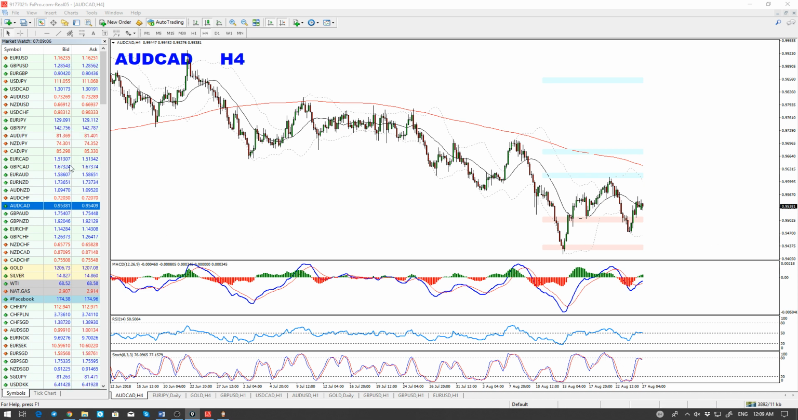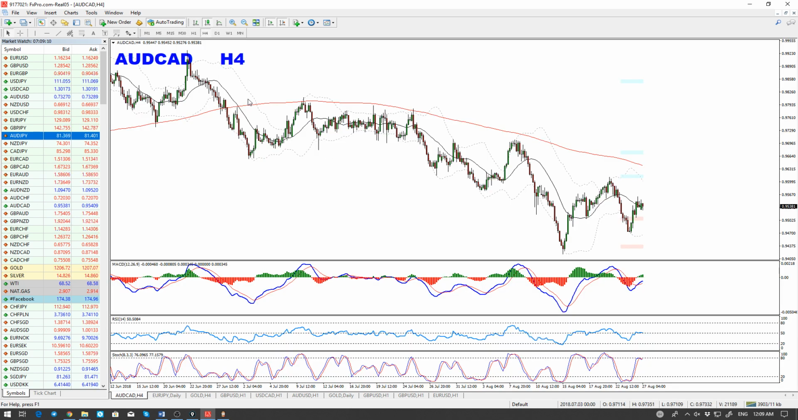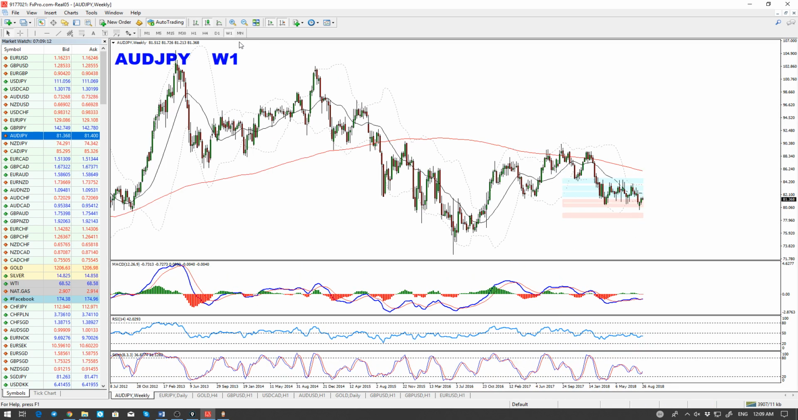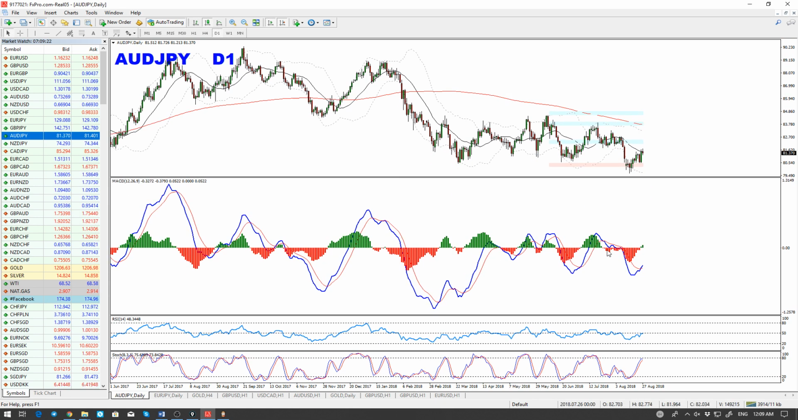OZN. Now here we have weekly: bullish divergence developing. Daily: bullish divergence developed. 4 hour.